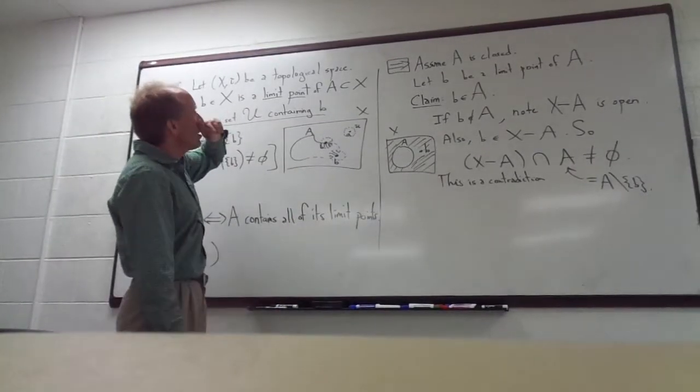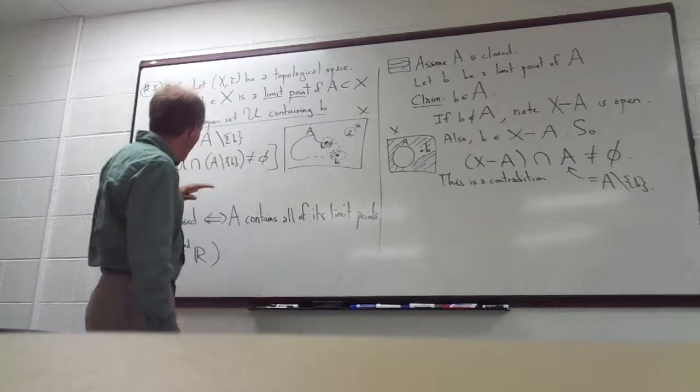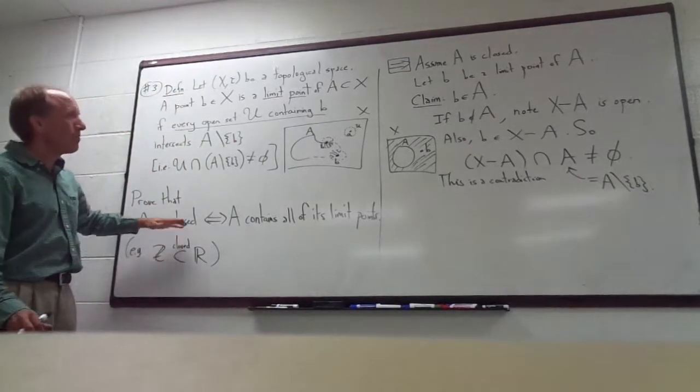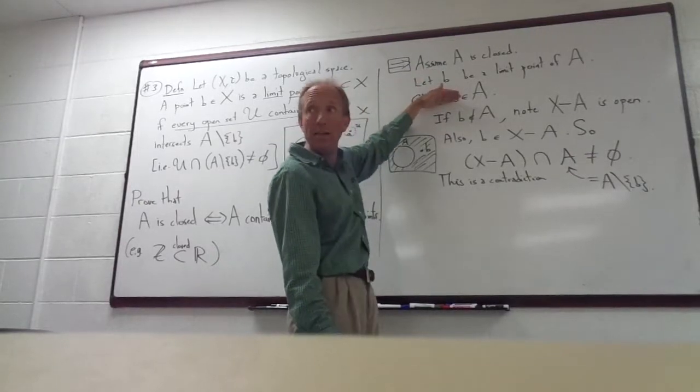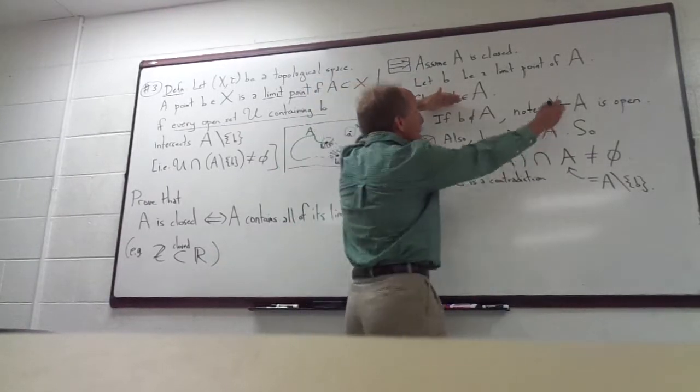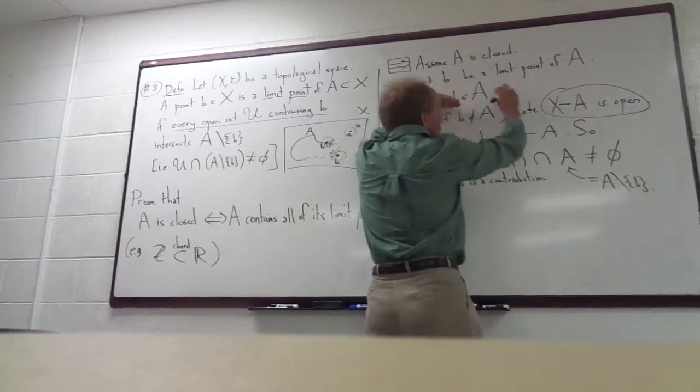So let's just review the proof one more time. If we start with a closed set, we assume B is a limit point of A. We're going to show that B lives in A. Now the complement of that closed set is open.